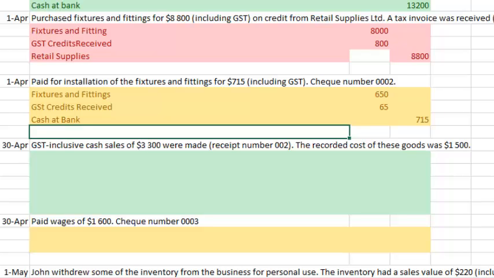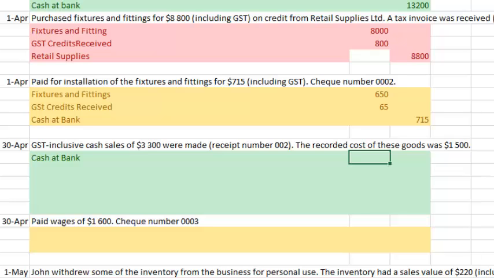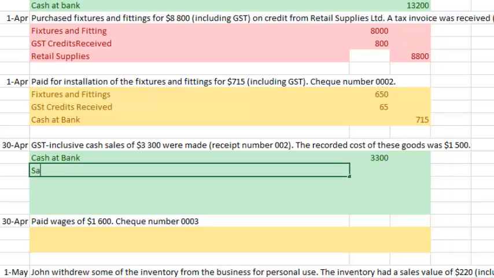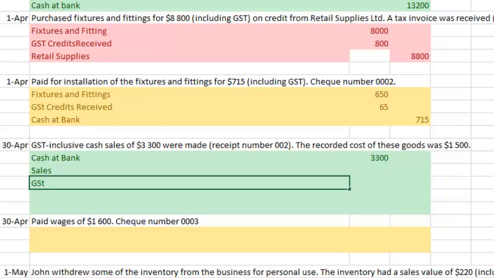Now we've got some sales. That involves two actual entries. So the first entry, we've got to record the sales. You see receipt number. That indicates that we've received some cash. So let's put that in. Cash at bank. And we received $3,300. That's how much cash we've received from them. We now have got the sales to record and the GST. In this instance, it's GST collected because we collected on behalf of the government.